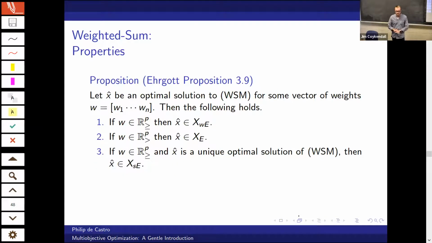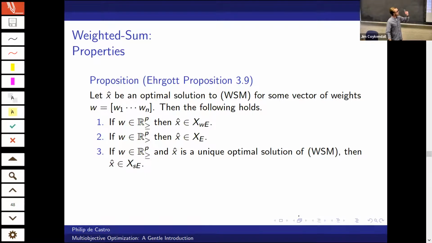And in particular, we have this proposition. If you have an optimal solution to your weighted sum method problem for some vector of weights, then the following holds. If the weights are greater than or equal to 0, so basically you can't include the 0 vector, it has to be at least greater than 0, you can always guarantee it's weakly efficient. And interestingly, most of these methods, without some sort of special conditions, you're only going to really find weakly efficient. That's typically the best thing you'll be able to do.